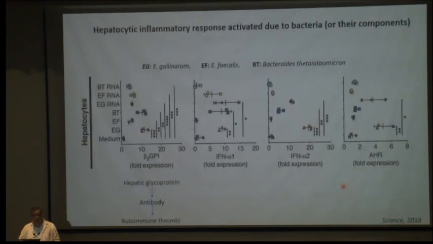So what they did next was very interesting. They take the hepatocytes and they co-culture these hepatocytes with the bacteria that they just tested before. They take the whole bacteria, as well as the total RNA from these bacteria, and put it in the culture. So the hepatocyte is also growing, and you have all these pathogens and pathogen-related molecules.